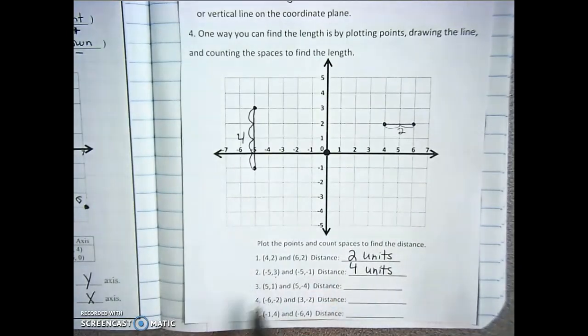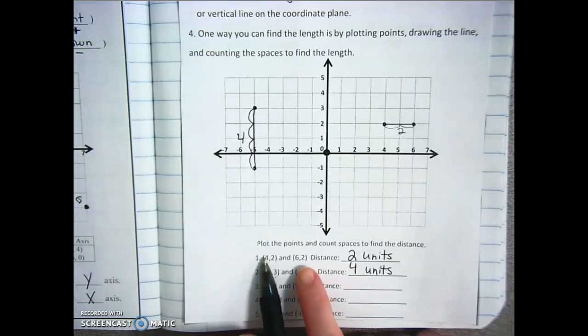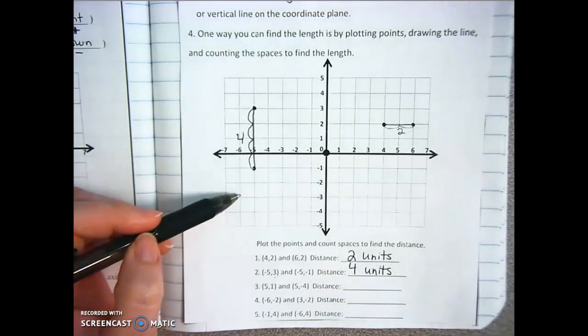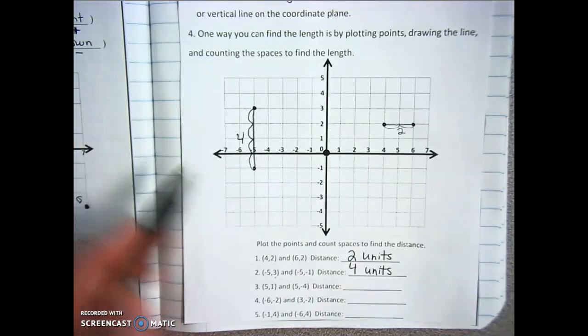If you notice on number 1 and number 2, and you'll see this with the rest of them, they all share one coordinate that's the same. The y coordinate is the same for number 1. The x coordinate is the same for number 2. You'll see that because you have to draw a straight line. That's how you count the distance.